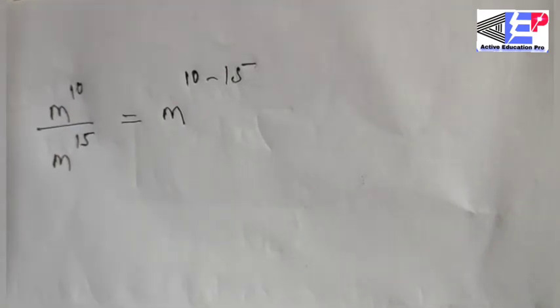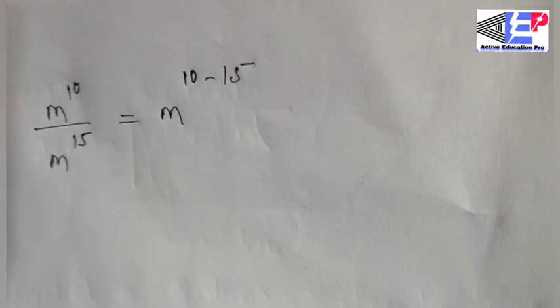But 15 is greater than 10. But don't subtract 10 from 15. You have to subtract 15 from 10, because the numerator power is always first and the denominator power is always second. First subtract the denominator from the numerator. Here m is 10 to the power minus 15.